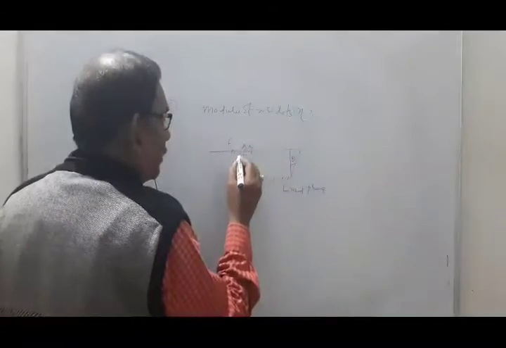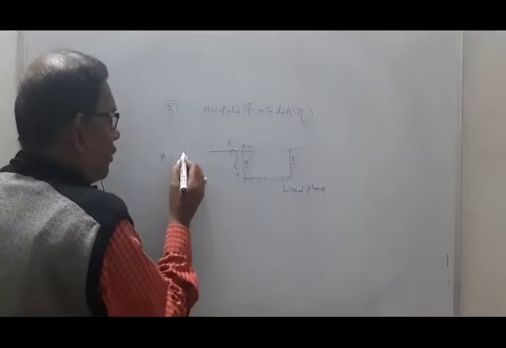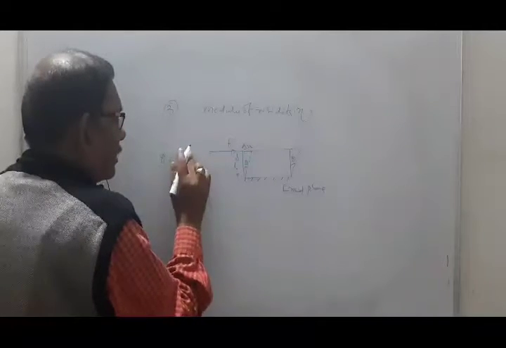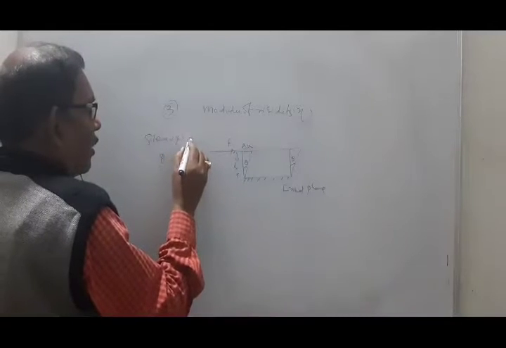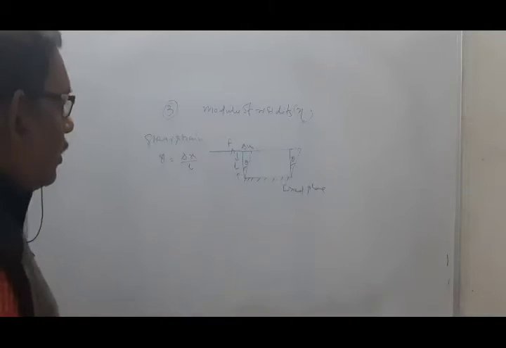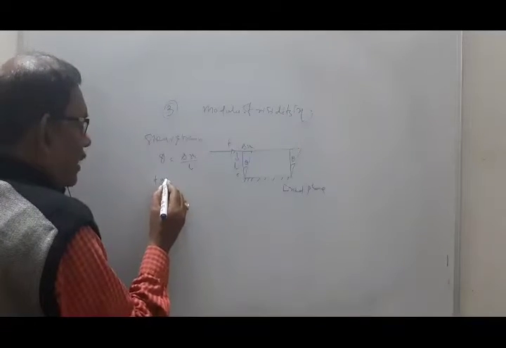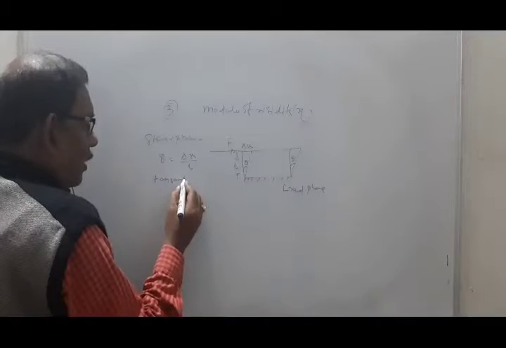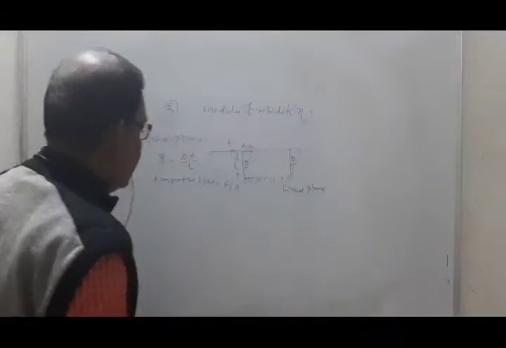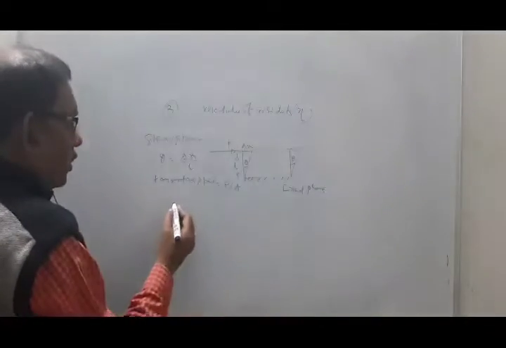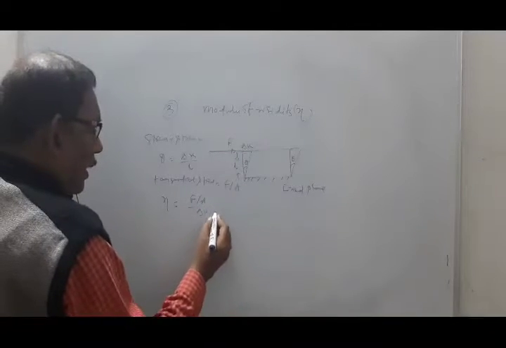This is your delta x. It is your L. Theta is equal to delta x by L. It is the shear strain. Now your tangential stress is also F by A. So the modulus of rigidity is equal to F by A over delta x by L.